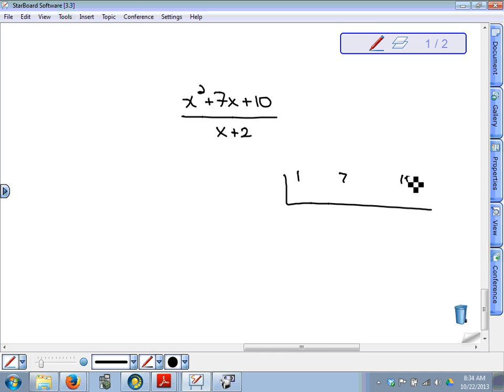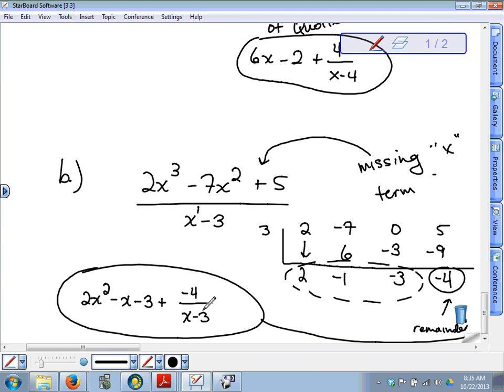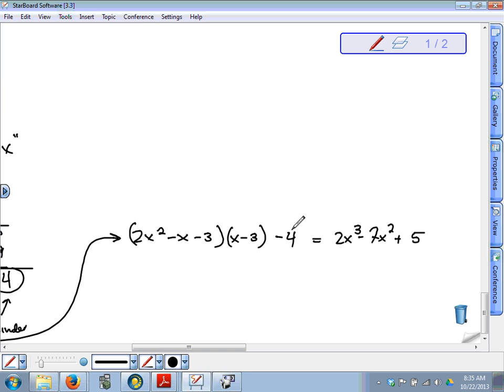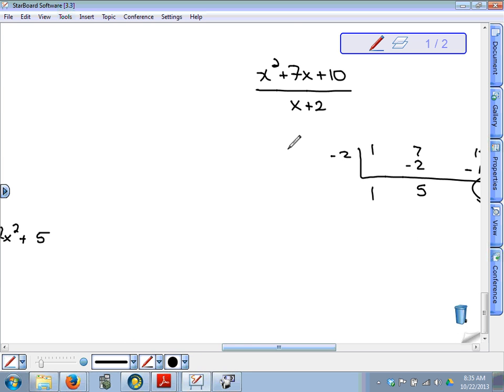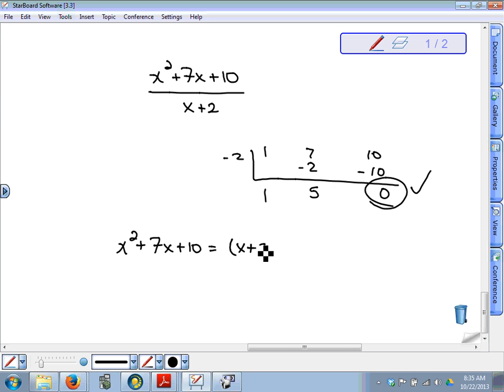We're going to have a 1, a 7, and a 10, and negative 2 goes out here. Drop down the first term, perform the synthetic division, and the remainder is a 0. Okay, in the next section, this is important. It's important that we get a remainder of 0. Why? Instead of representing the solution this way, what if we represented the solution this way? If the remainder is not there, then x squared plus 7x plus 10 is equal to the quotient, which is x plus 5, times the divisor, which was x plus 2.